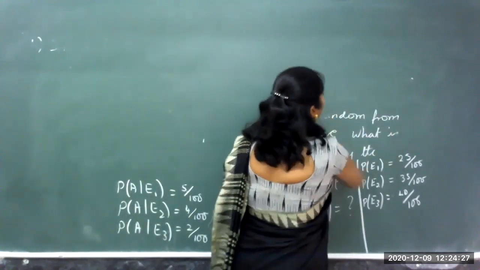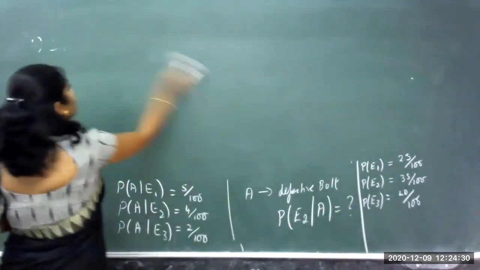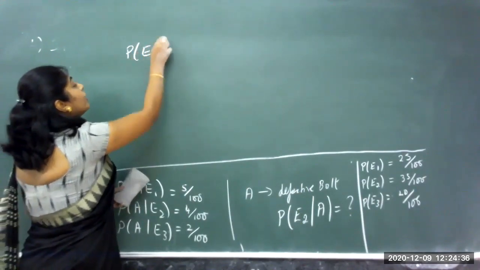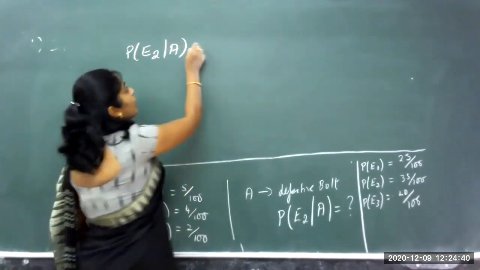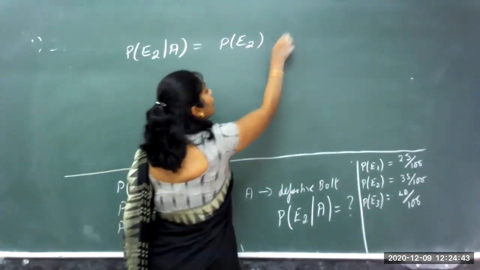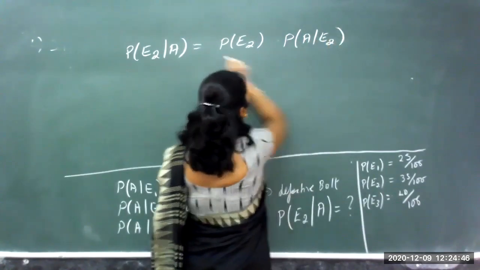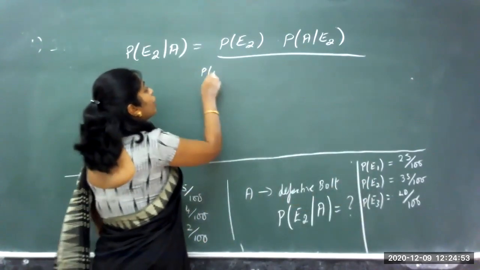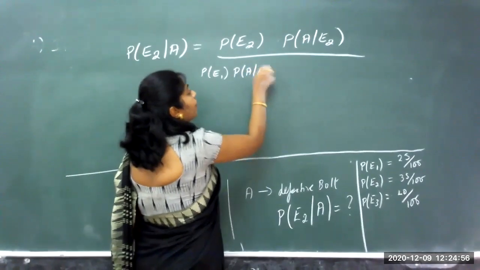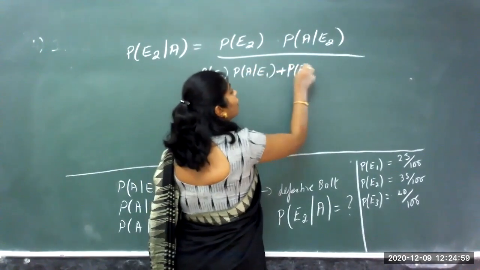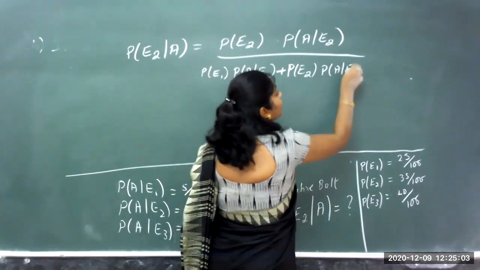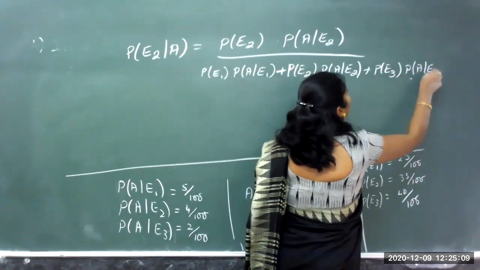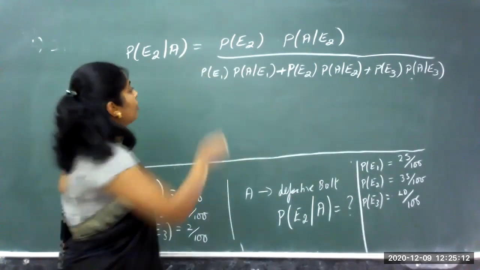If I have to find the value of this, the formula gives me: probability of machine 2 given the defective bolt is the probability of E2 into the probability of a defective bolt from machine 2, divided by the summation, which should be a sum of 3 terms because there are 3 events: probability of E1 into probability of a defective bolt from E1, plus probability of E2 into probability of choosing a defective bolt from E2, plus probability of E3 into probability of choosing a defective bolt from E3. That is the formula. Now let me substitute.